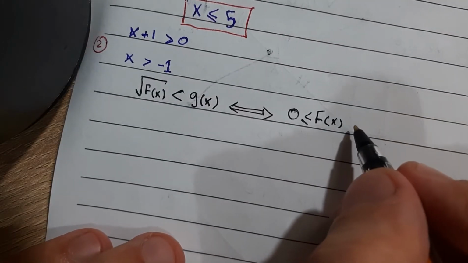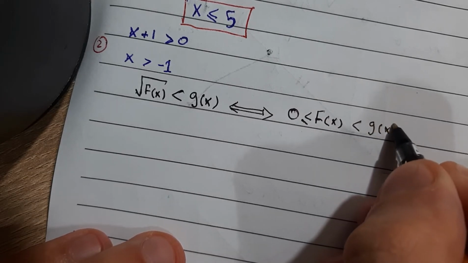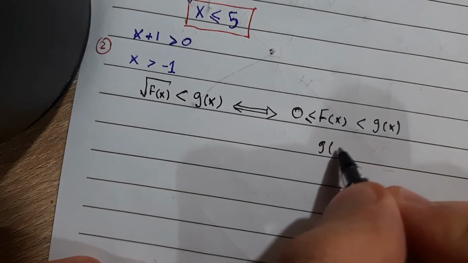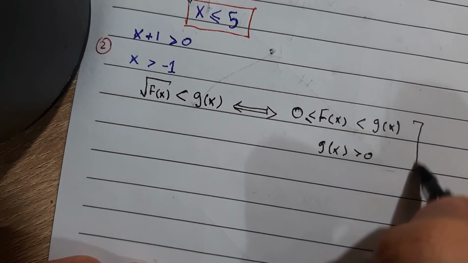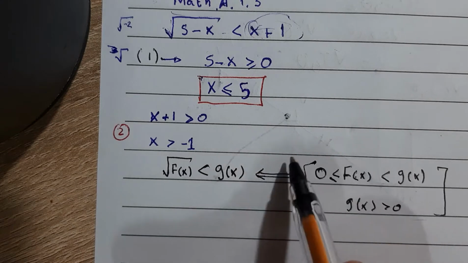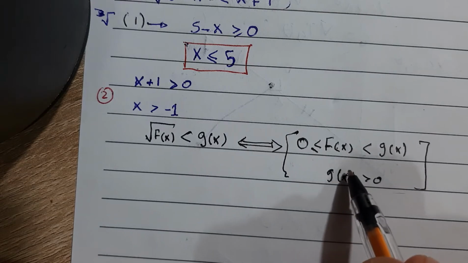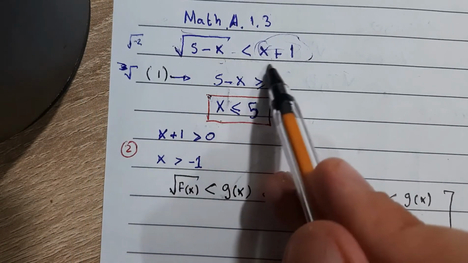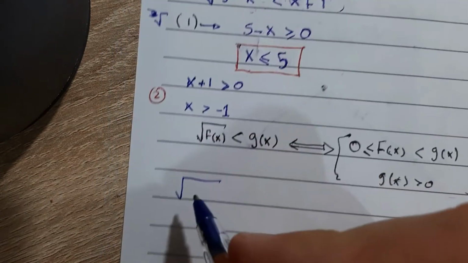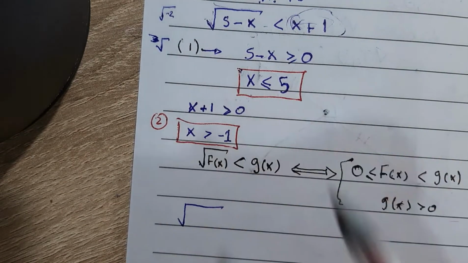and it is smaller than g of x, and that g of x is bigger than 0. You must prove this. So we did prove that f of x is bigger or equal to 0 when x is smaller than 5, and we found this one. So now we need to find what he really wants from us. Remember that we need to respect these conditions, the second and the first one.